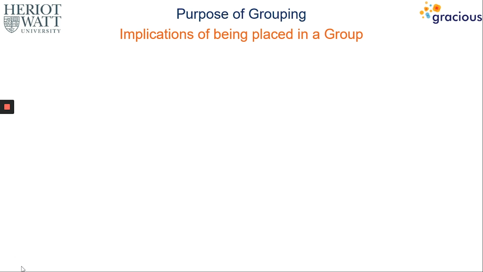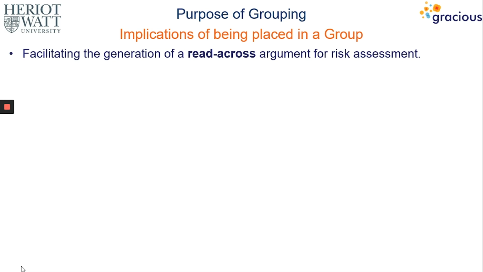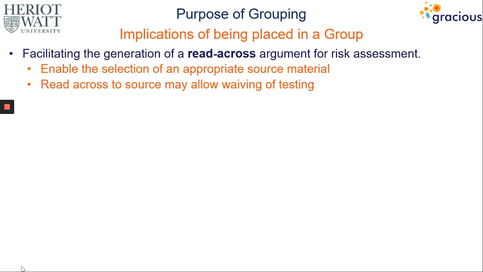We propose a number of purposes for which the HARN hypothesis and IATA will be appropriate, and highlight some of the potential implications resulting from grouping for each of these purposes. So grouping by this hypothesis may facilitate the generation of a read-across argument for risk assessment, and being placed in a group may support the selection of an appropriate source material. Read-across to source materials for which more information is available for the endpoint of interest may allow waiving of testing, for example, lengthy carcinogenicity studies to confirm or reject the mesothelioma hazard.